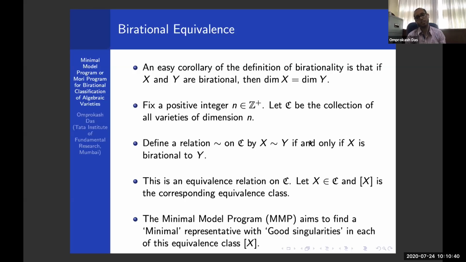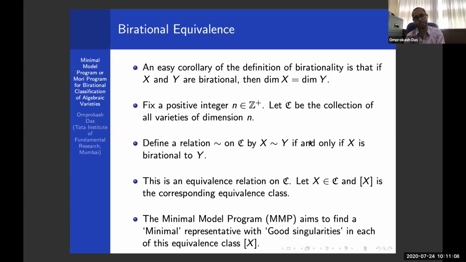See, when you take an equivalence class, it has infinitely many elements, right? So all of them are representatives for the class. So I want to choose from each equivalence class a representative that is minimal in an appropriate sense and has good singularities. It may not be smooth, it could be singular, but it has to have a reasonable singularity, not too wild. So that's the aim of the minimal model program. But how to do it? That's a very different question.